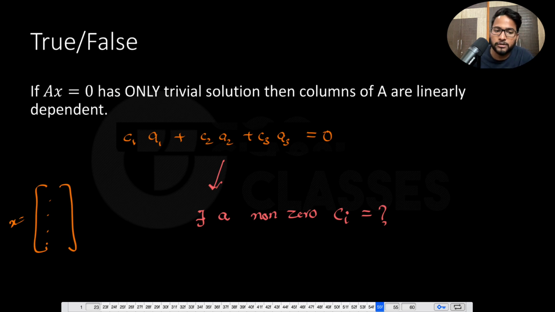So in this case you will say that since only trivial solution exists, that is why you will say that there is a non-zero Ci, the answer is no. If only trivial solution exists, then you will say they are linearly independent. Okay, so that's how you can solve this question.